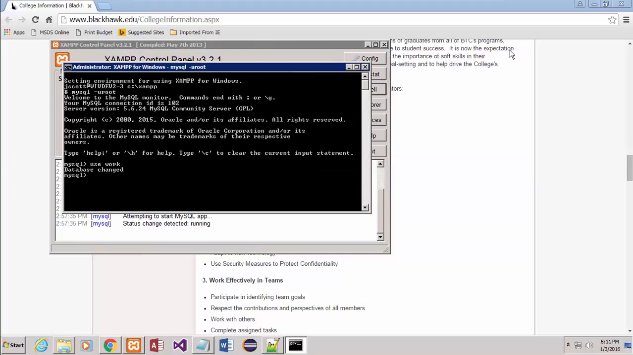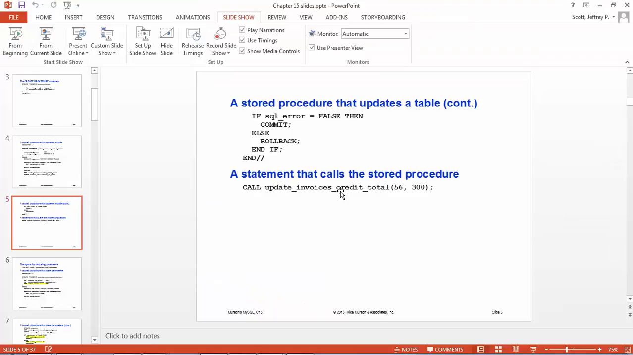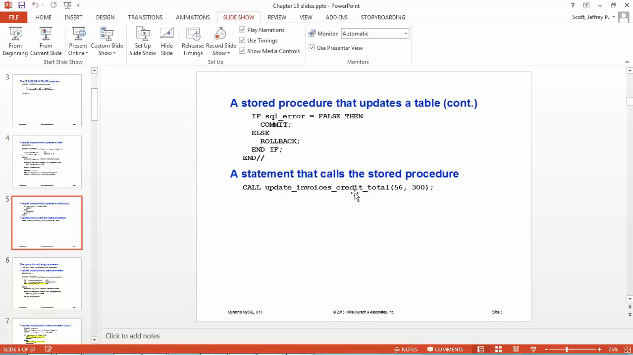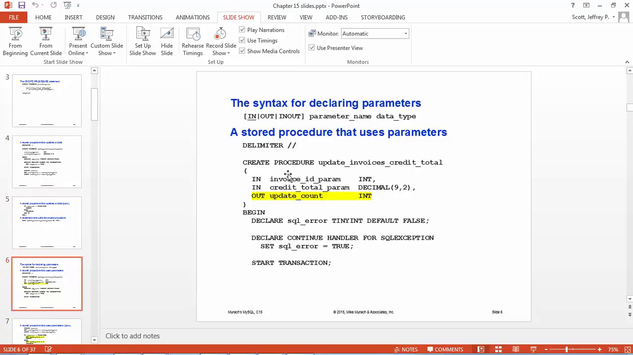All right, let's just go back. So again, you see this is the name of your procedure, update invoices credit total. You can also see that the procedure requires two parameters, an integer and a decimal. So when we call it, we have to provide those also, and it's call followed by the name.